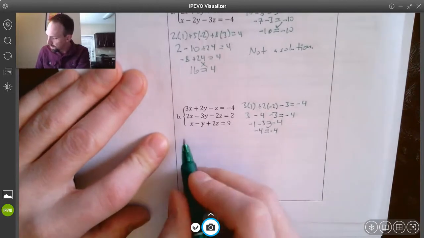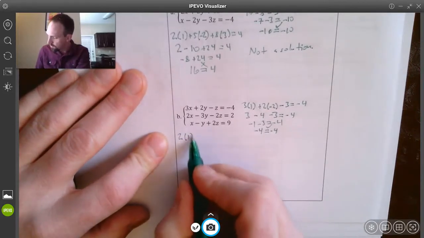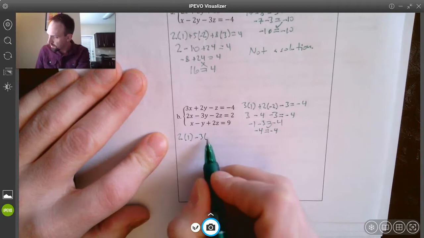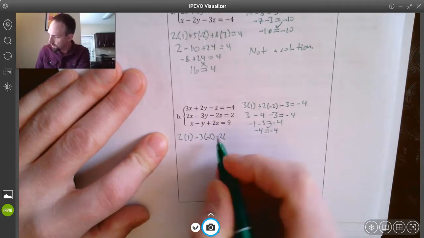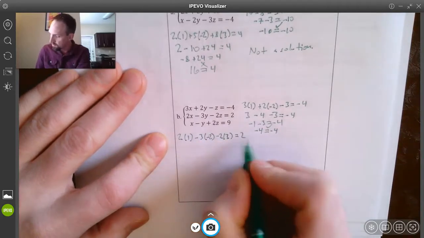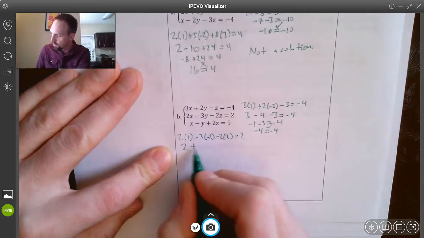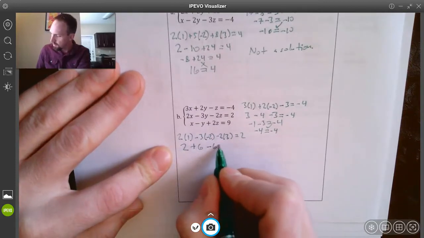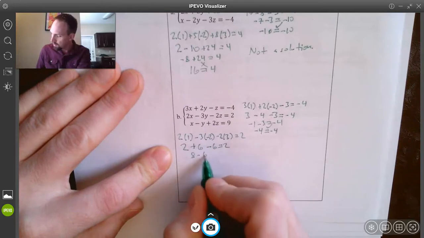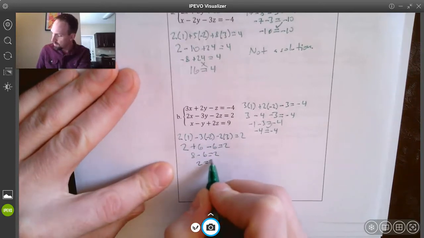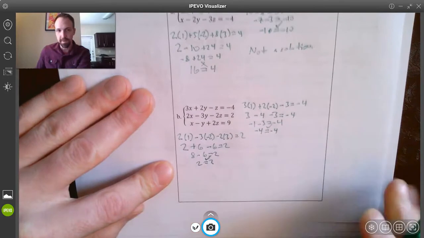Check the second one. 2 times 1 minus 3 times negative 2 minus 2 times 3 equals 2. 2 times 1 is 2 plus 6 minus 6. 8 minus 6. 2 does in fact equal 2, so that one does work.